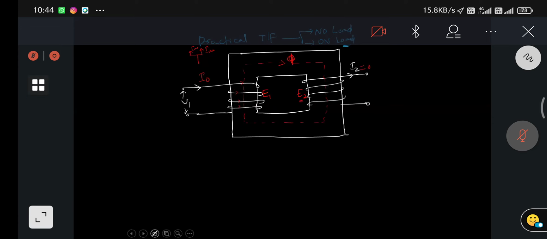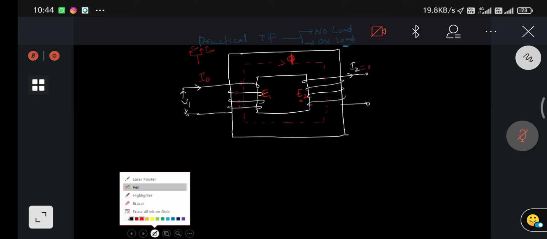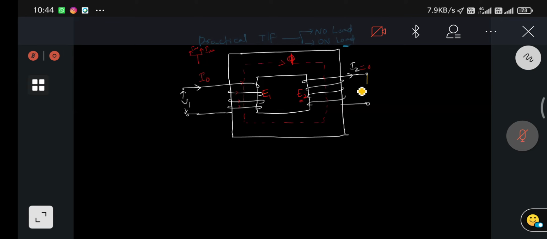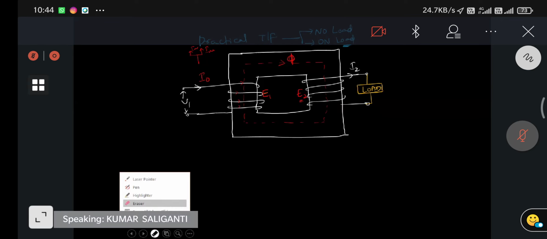Then I am connecting the load here. I am connecting the load here. This load has to be connected here. Okay, just remove this circuit. So what am I doing here?